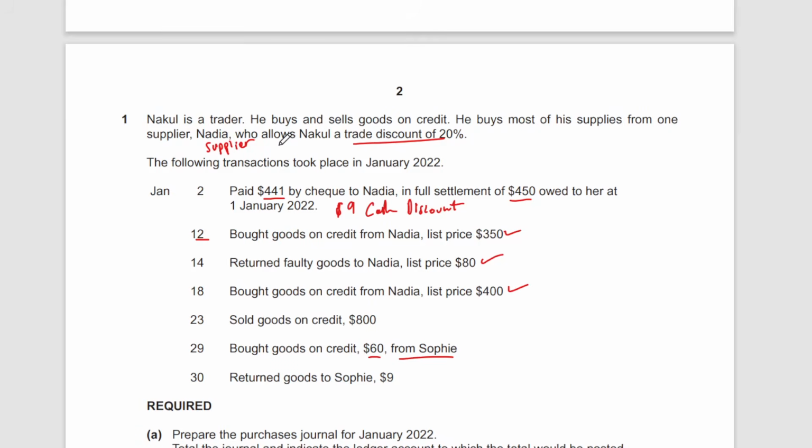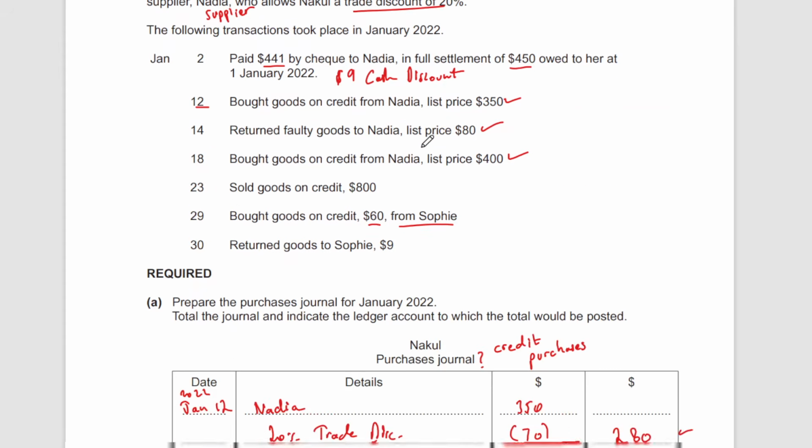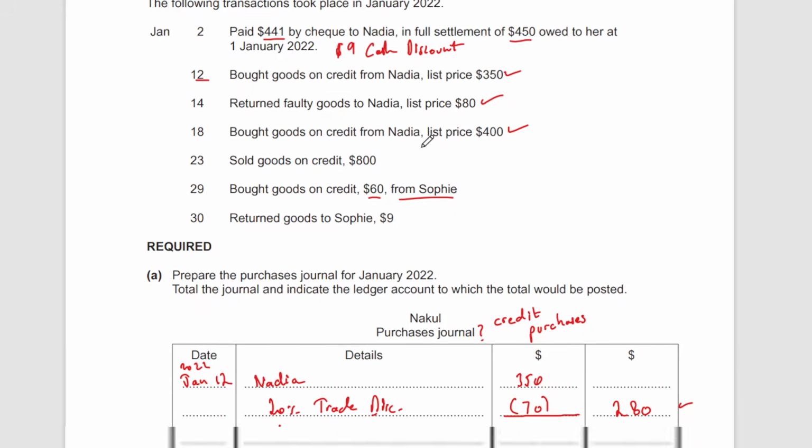It's only the arrangement with Nadia, right? So this 20% arrangement is made with Nadia. You have to remember that trade discount is not a general policy. It depends on who your supplier is. It doesn't apply to all your suppliers. One of your suppliers may give you a 10% trade discount while the other may give you 20% or maybe none, right? So a trade discount may not be applicable everywhere.